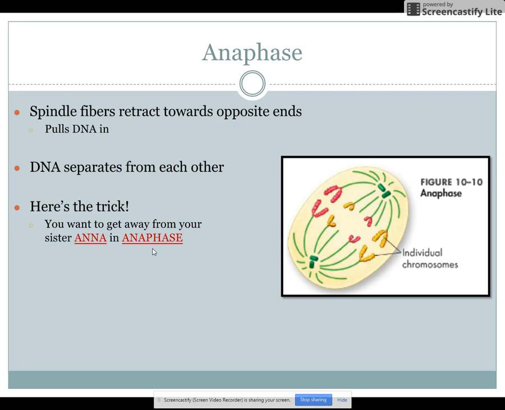Now, I was told this little trick from my AP biology teacher when I was in high school. I don't know if this is true or not, but he always said, I had a sister, Anna. Me and Anna, we don't get along. We always fight, and we always like to get away from each other. So he always said, oh, I need to get away from my sister, Anna. Maybe it'll help you, maybe it won't. So you got to get away or separate or get apart from each other during anaphase.